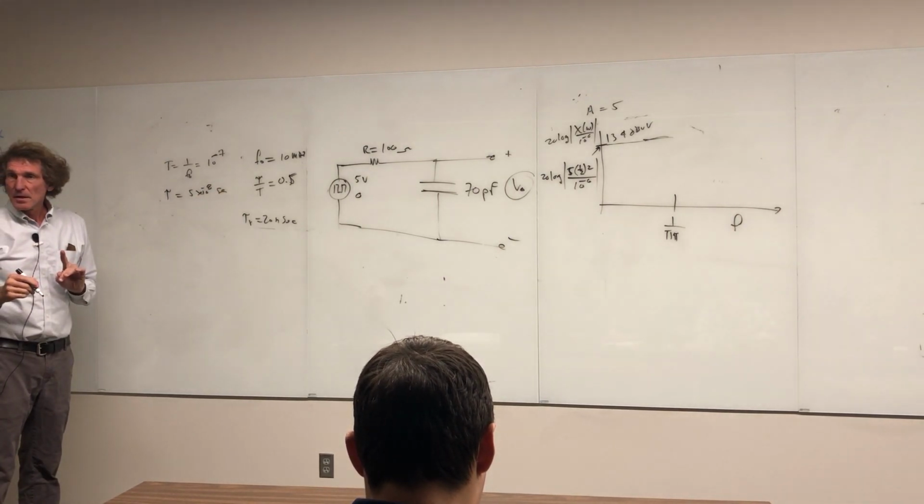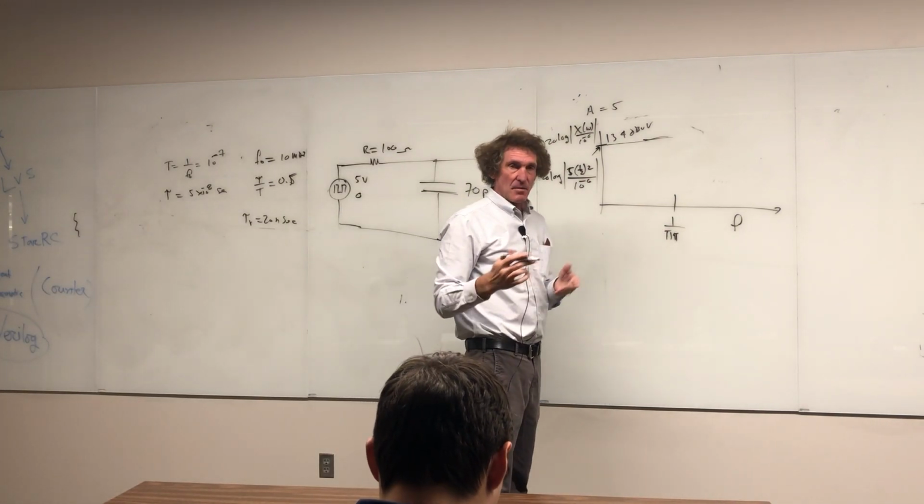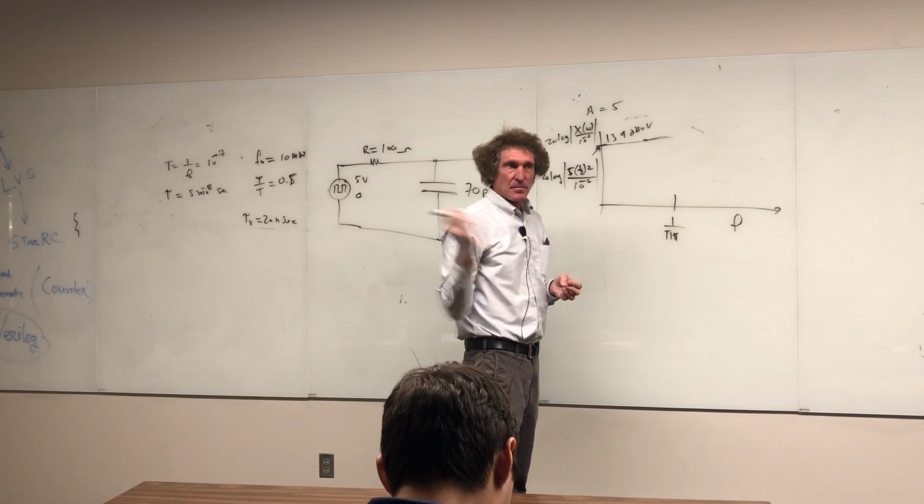Class? All right, now if we have that, what is this? So what is 1 over pi tau? Just tell me. You've got tau.